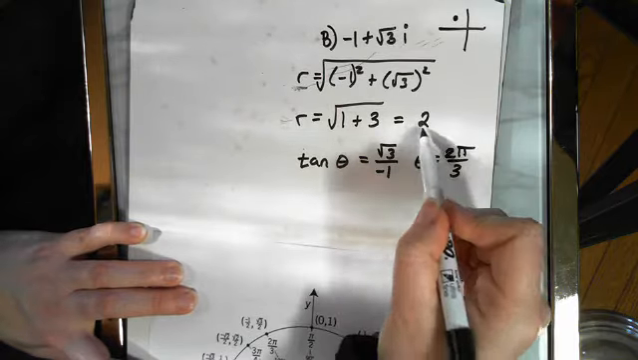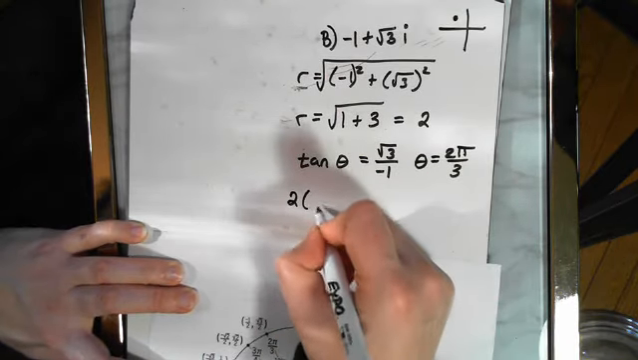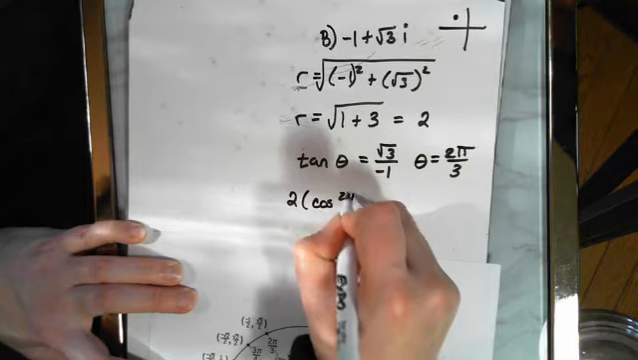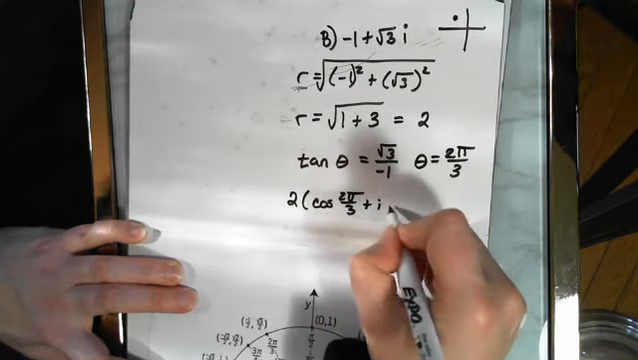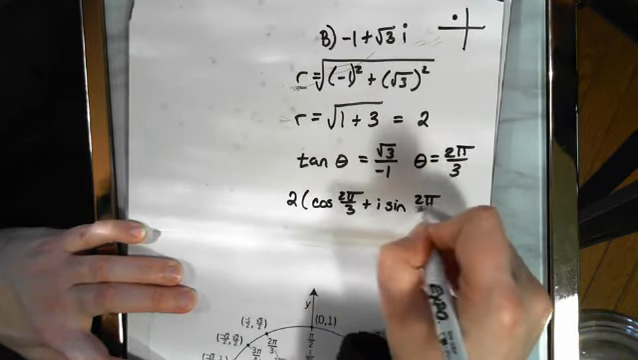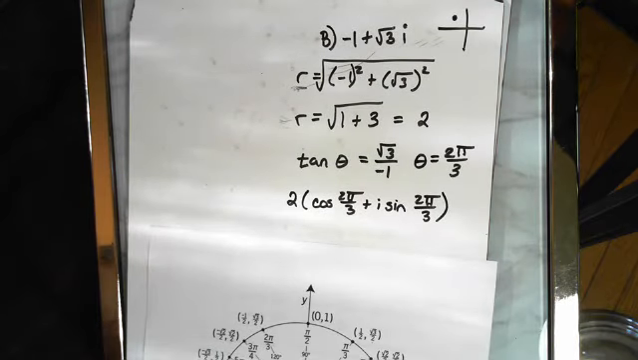Okay, and now I just need to put it in. So it's 2 times the cosine of 2 pi over 3 plus i sine 2 pi over 3. And that's it.